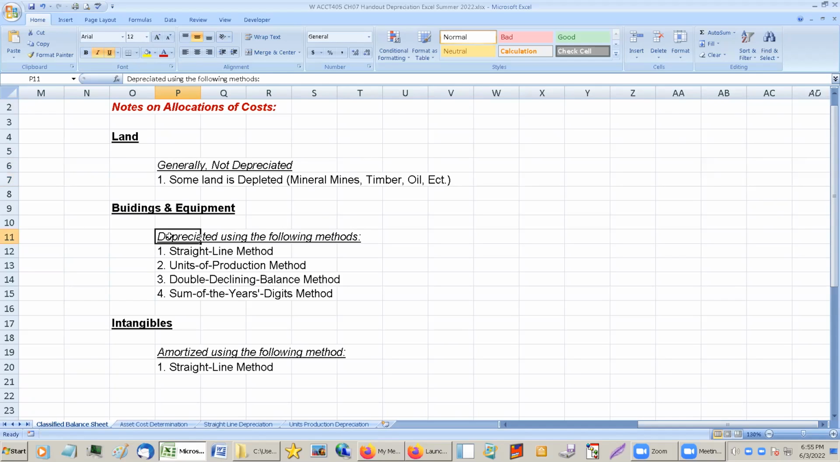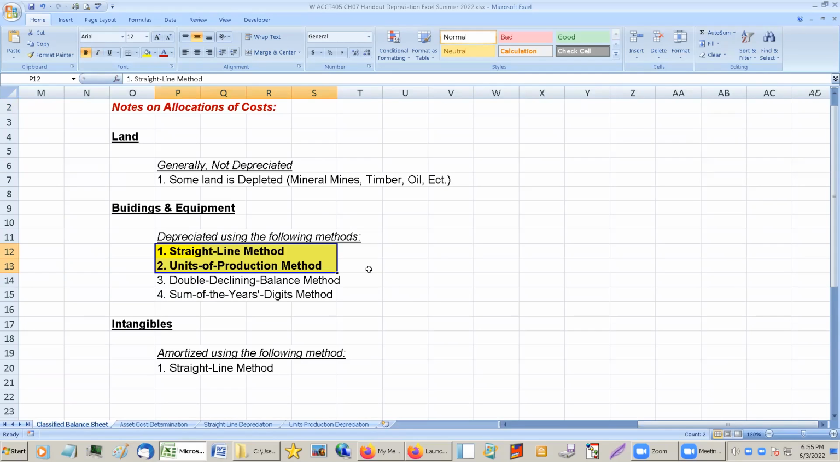We don't depreciate. Buildings and equipment, there's actually 4 ways. We're going to go over 2 of them in this class. And intangibles, they're not depreciated. What they call is amortized. Same thing, though. It's basically the straight line method, which we'll talk about in a minute here.